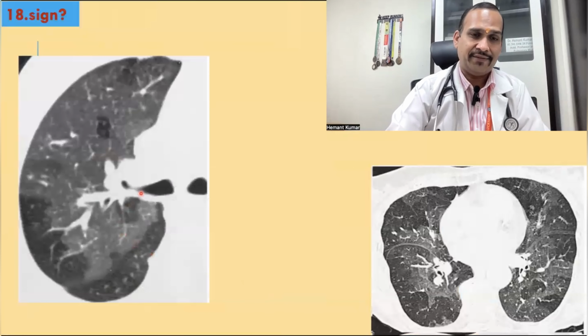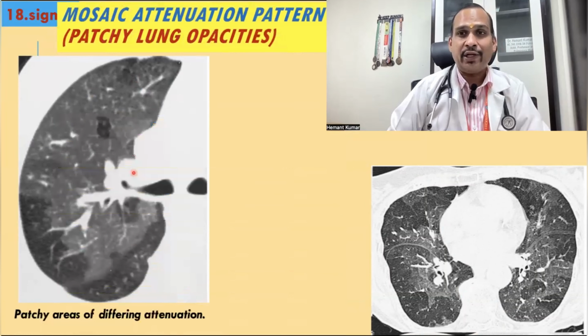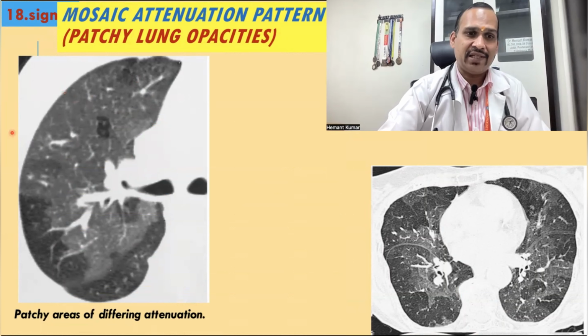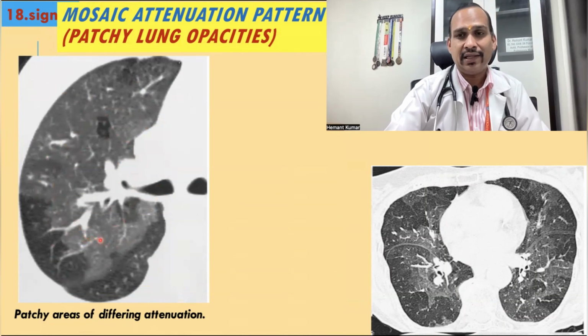Now, what is this sign? So this is very good. Mosaic attenuation pattern or patchy lung opacities. So as name suggests, this is patches of different attenuating lung opacities.